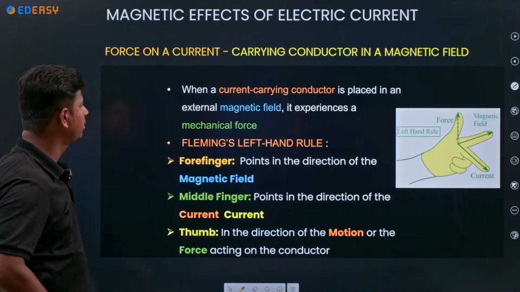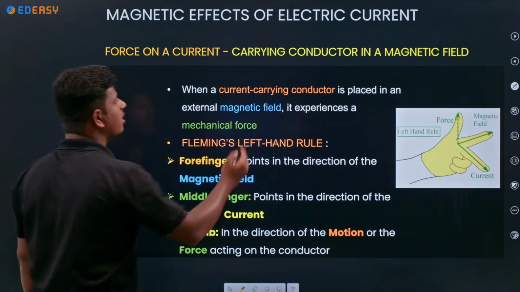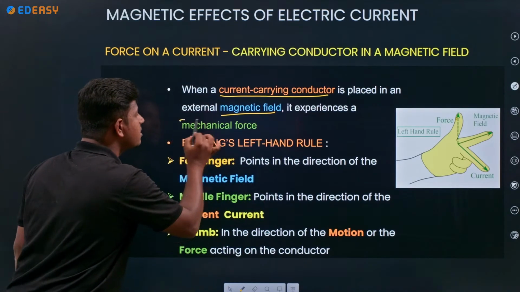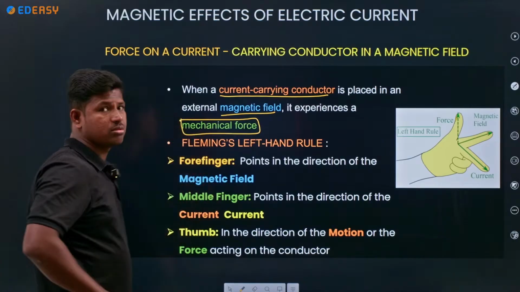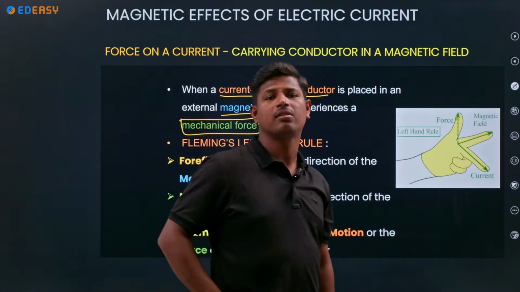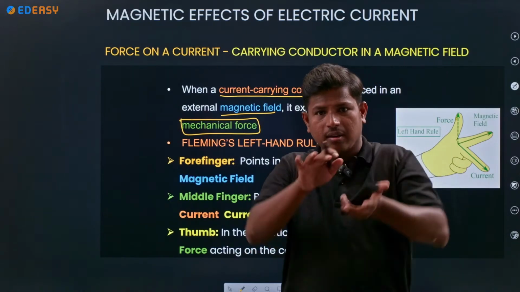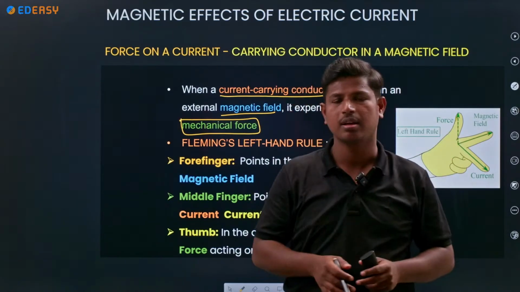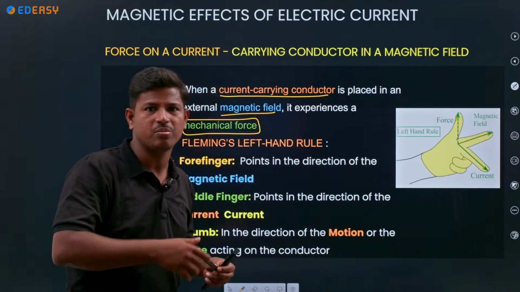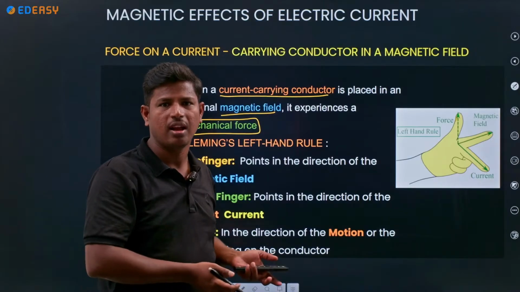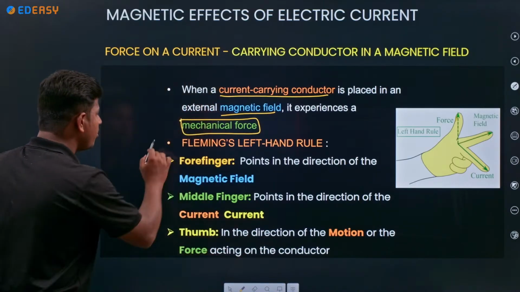Look here. When a current carrying conductor is placed in a magnetic field, it experiences a mechanical force. Which force does it experience? Mechanical force. That means it will rotate, because it is experiencing a force, or it will move, right? It has a motion. So how can we represent that?